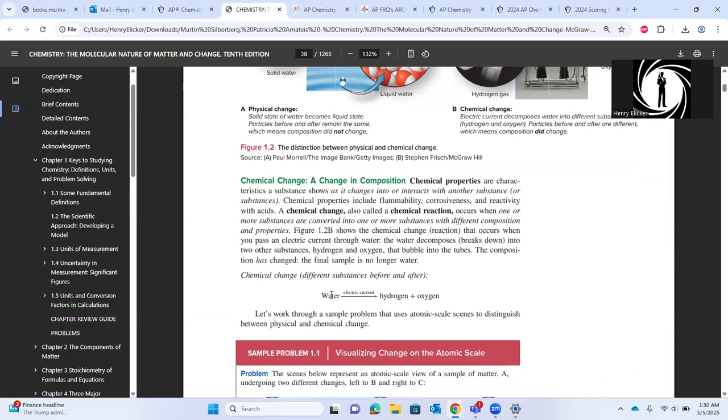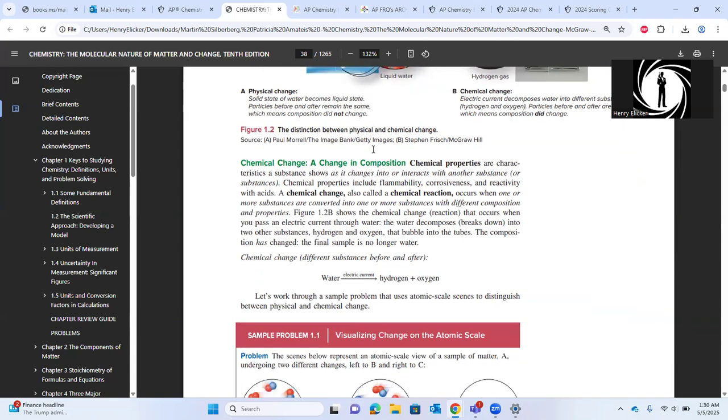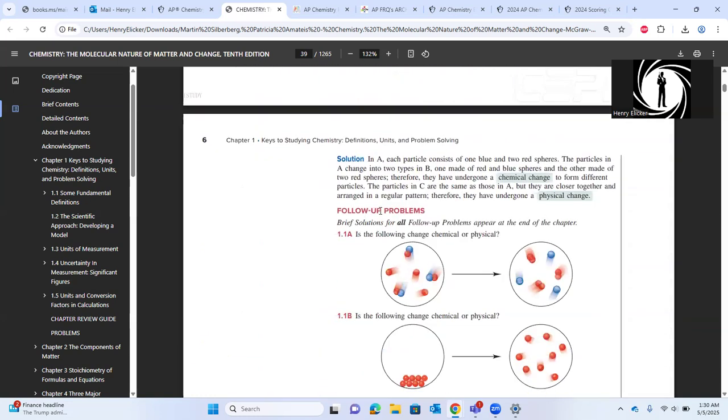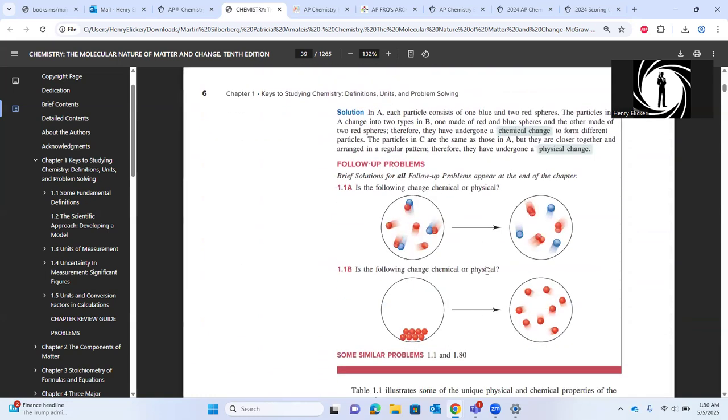So let's say we have water. If you pass a pretty strong electrical current through it, it changes into two different substances, hydrogen and oxygen. They have different properties. They are not the same thing as water. That's a chemical change. Sometimes they give you, imagine there's a microscope so powerful you can see the individual atoms, and they give you little windows into the atomic world, and you have to be able to tell if there's a chemical or physical change.